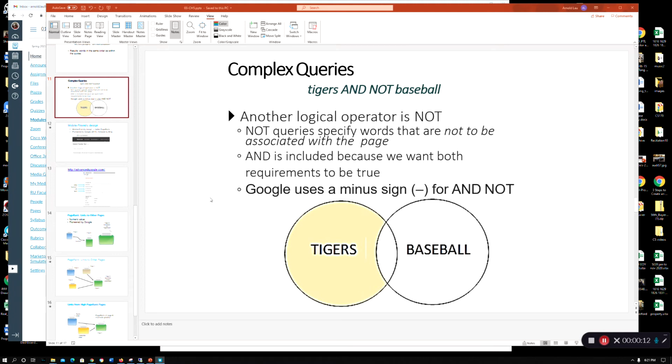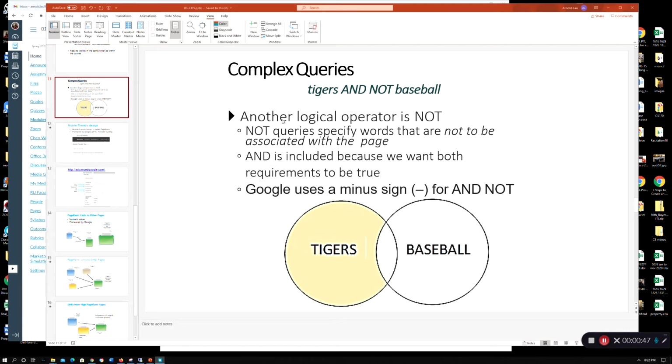So you remember we were talking about the Venn diagrams. This is what we have down here. Where we left off was tigers and not baseball, similar to the apples query that I was talking about. You don't know which tigers you're talking about. It could be the animal tigers, or it could be the baseball team Tigers. So basically, what this is trying to say is tigers, but you want the animal kind, so you don't want the baseball ones.